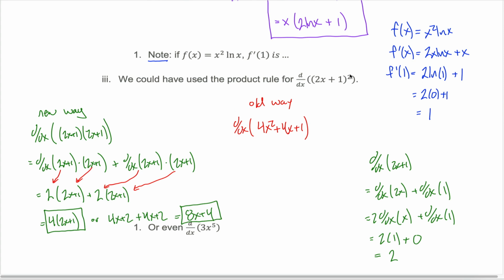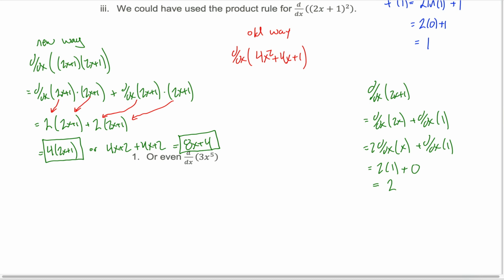What if instead of 2x plus 1 squared, it was some 5th degree polynomial squared? You probably wouldn't want to expand it all out and do things the old way. That algebra would be really tedious. But since we're good at taking the derivative of any polynomial, doing it the new way would be really easy.